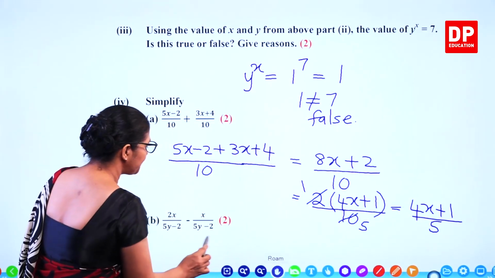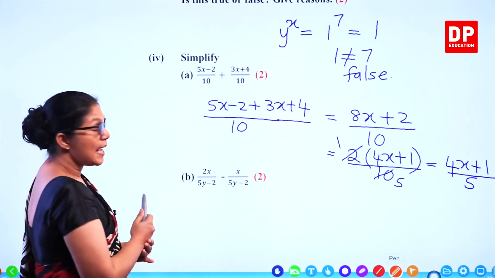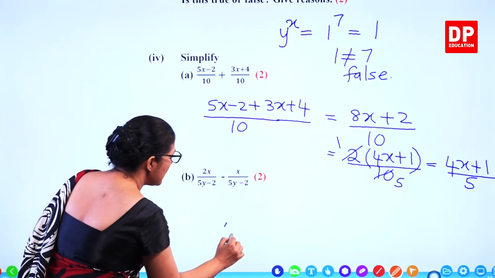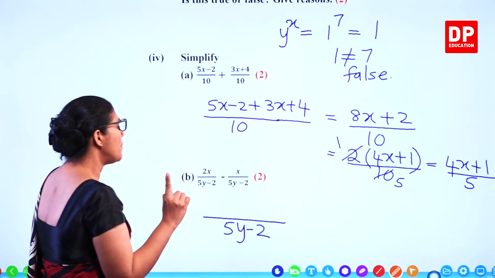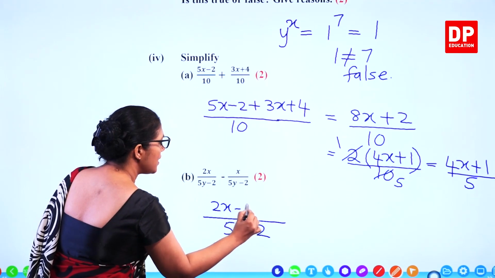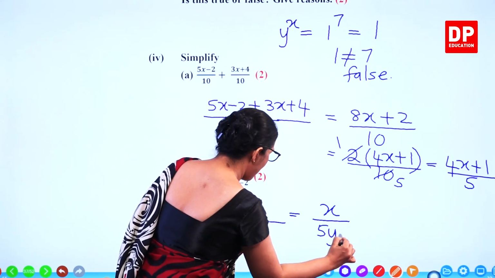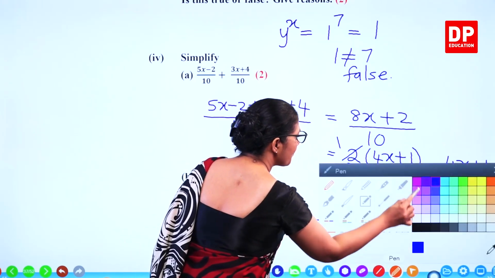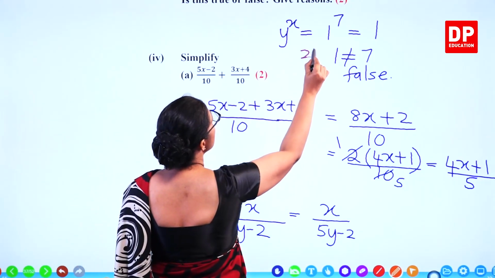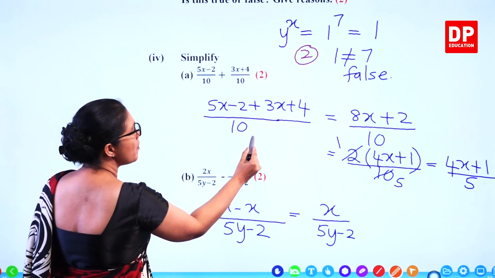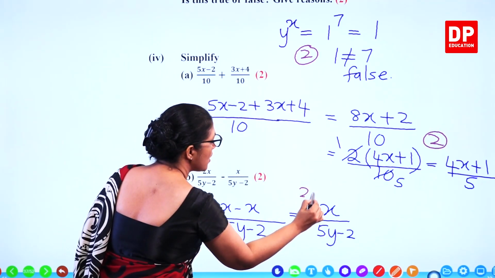What about this one? Algebraic fractions, subtraction now. Same denominator. So you can take just the subtraction of the numerators. 2x minus x. So 2x minus x is x over 5y minus 2. So let's give marks. 2 marks for the previous one. Here this is also 2 marks. And this one also 2 marks.